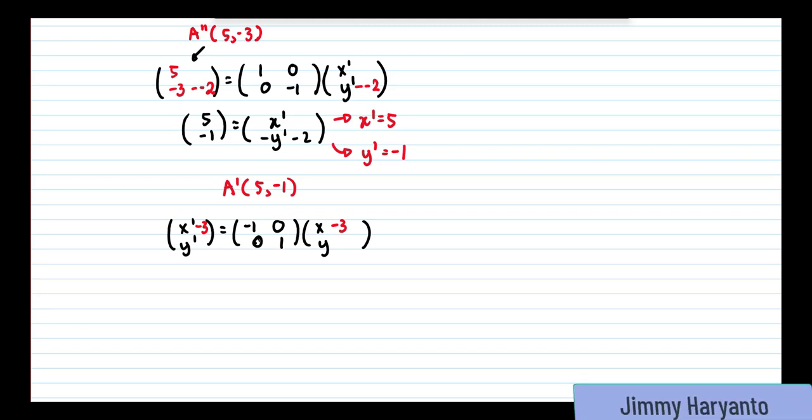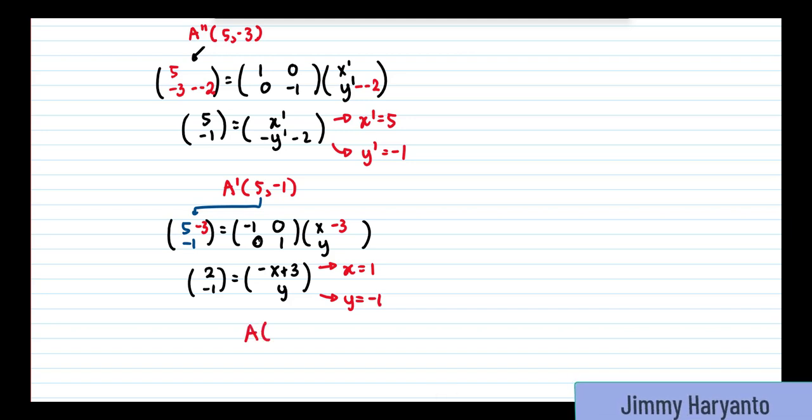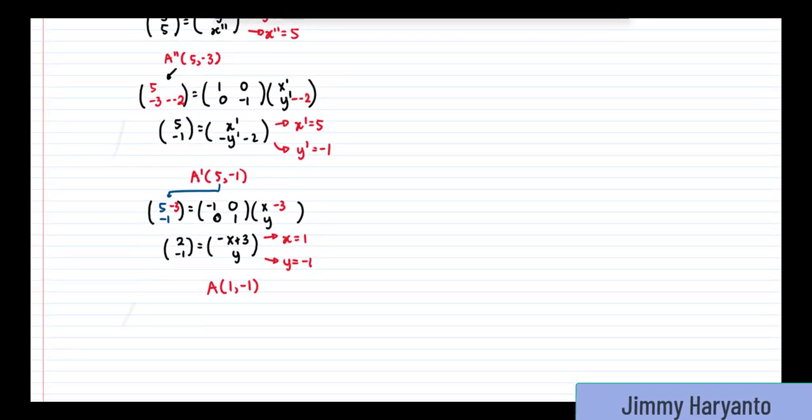Okay, let's replace the x prime and y prime with this one. You'll have 5 and negative 1, and then let's simplify to negative 1 equals negative x plus 3, and then y, you will have x equals 1, and then for this one y equals negative 1. There you go. So this is the original point, 1 comma negative 1. B.